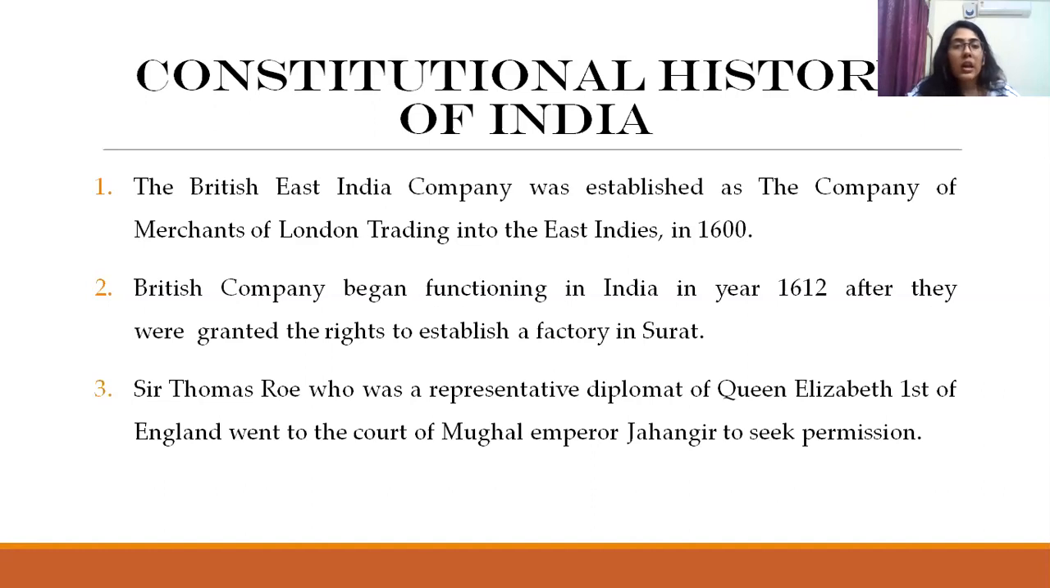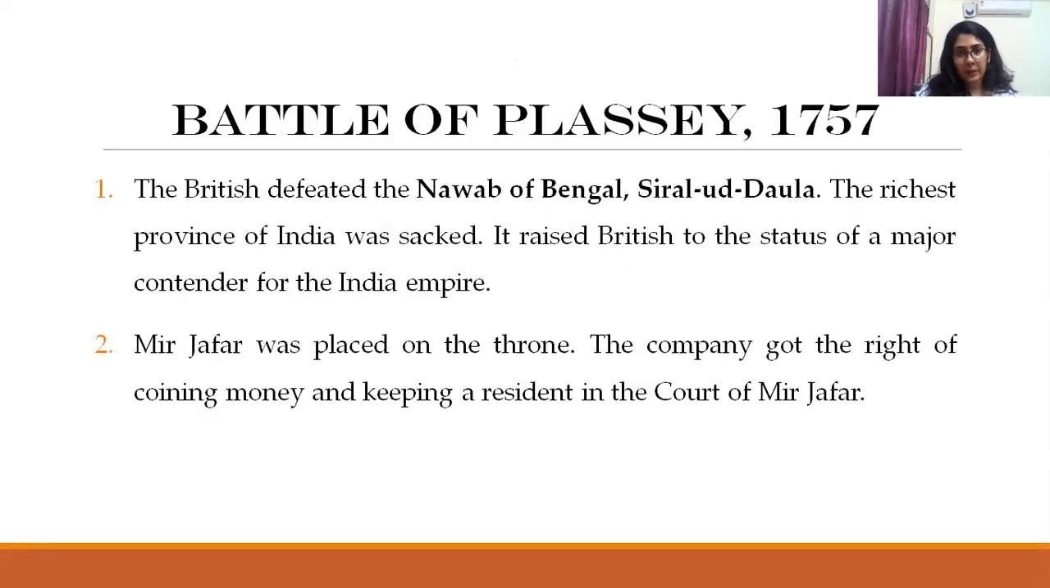in Surat. Now, all these things, where, who granted the right, how it got granted, everything is explained very much in your GK area. So you don't need to get into technicalities. We just need to get the main idea of what exactly this is. So Sir Thomas Roe, who was a representative diplomat of Queen Elizabeth I of England, went to the Mughal emperor, that is Jahangir, to seek the permission to establish this company in 1612.